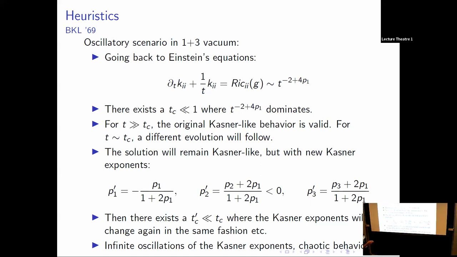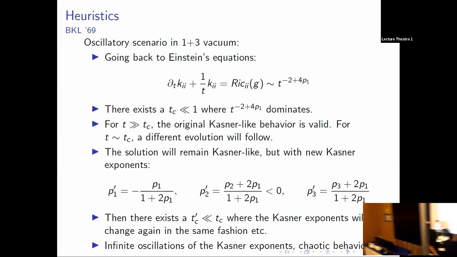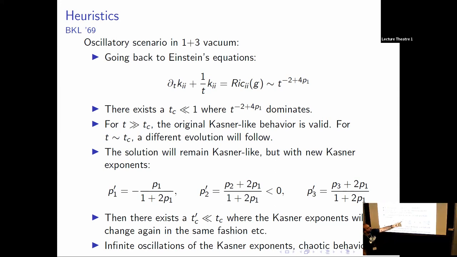So there is a term on the right-hand side which is more singular. This is in 1 plus 3 vacuum only, more singular than you can handle, so this is not going to be constant forever. In particular, even when you are close to a homogeneous, let's say, Kasner solution, where this will have a very small coefficient, when t gets very small, this term will dominate.